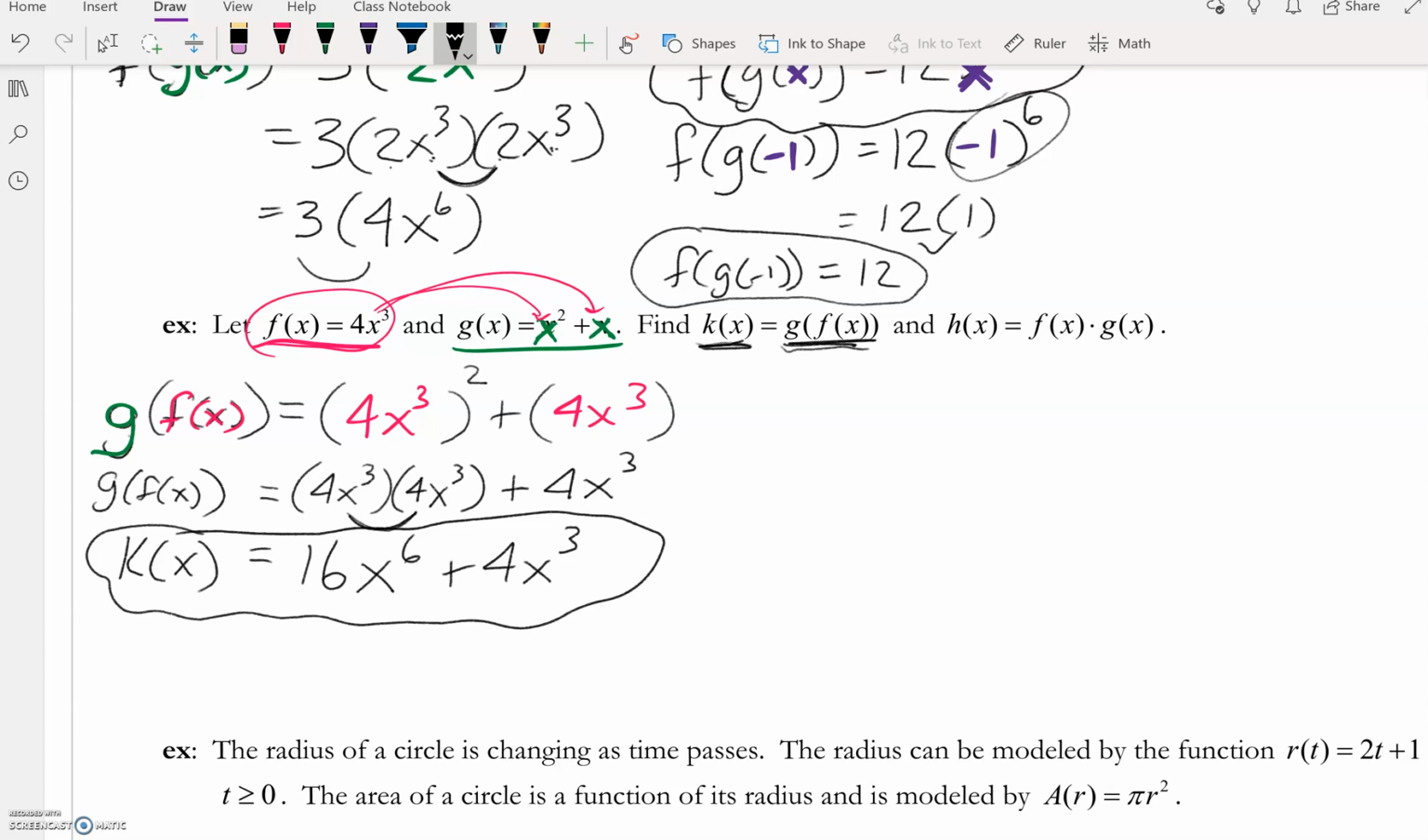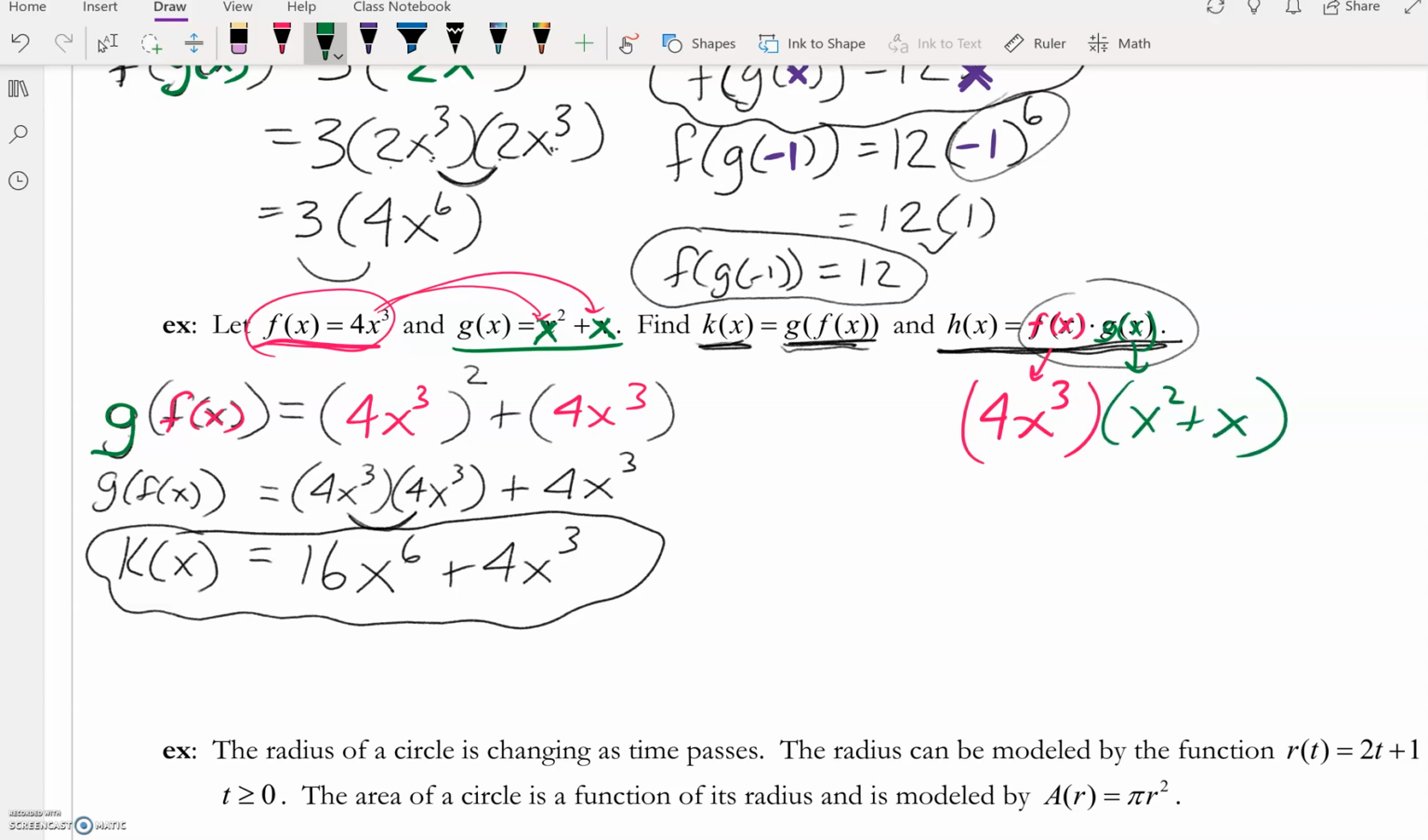Let's do this last little problem over here. It's asking us to name another new function, h of x, and we're going to name that function by doing f of x times g of x. I'll just go with pink. So f of x is my pink function here. I've got 4x to the 3rd power, and I'm going to be multiplying that times g of x, which is equal to x squared plus x. And I'm going to be naming that new function h of x.